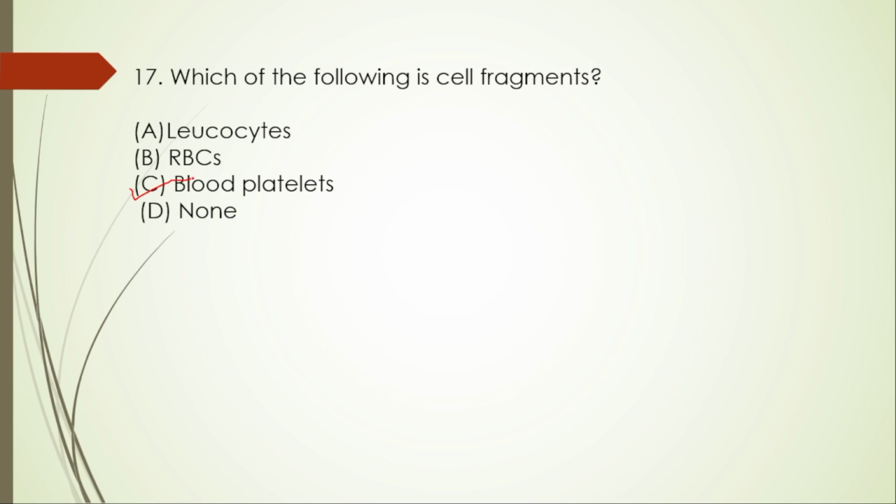Blood platelets actually are not whole cells, they are small irregular shaped cell fragments. They are derived from the breakdown of large cells called megakaryocytes. Megakaryocytes, which are in the bone marrow, give you blood platelets. They are not fully whole cells, they are fragments.